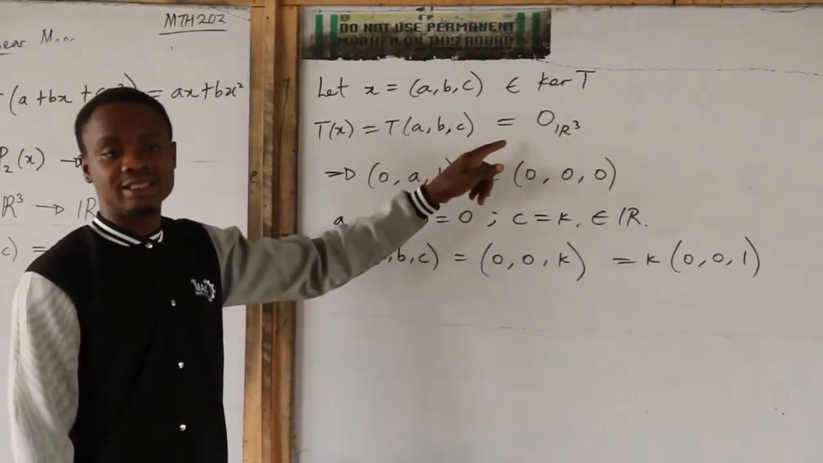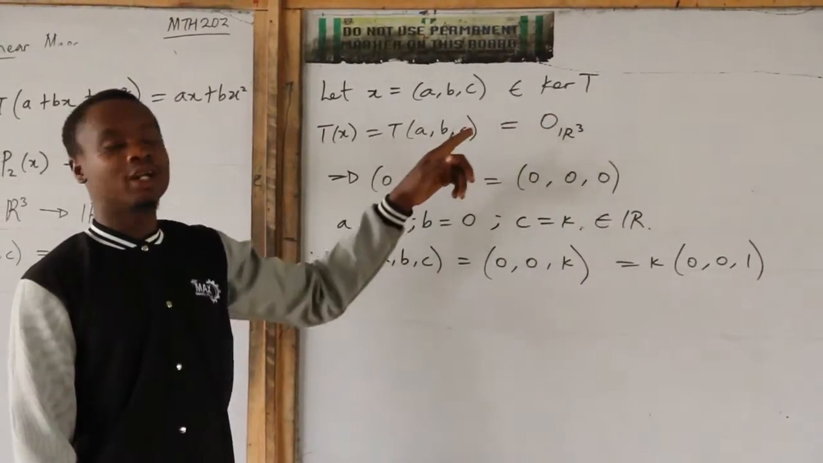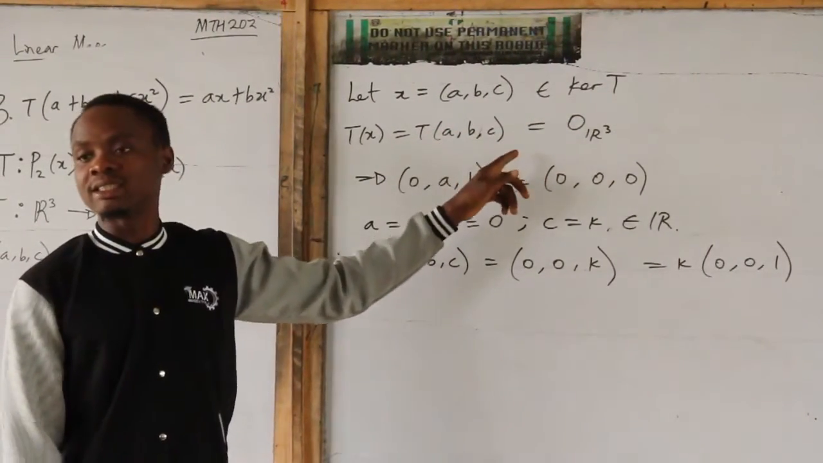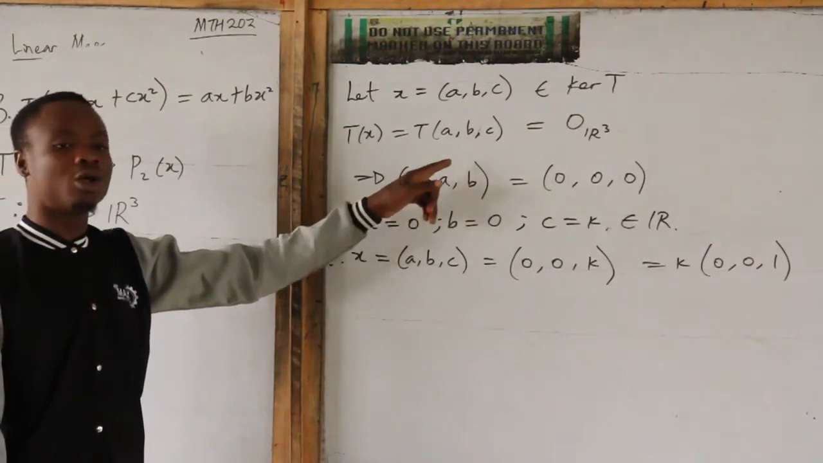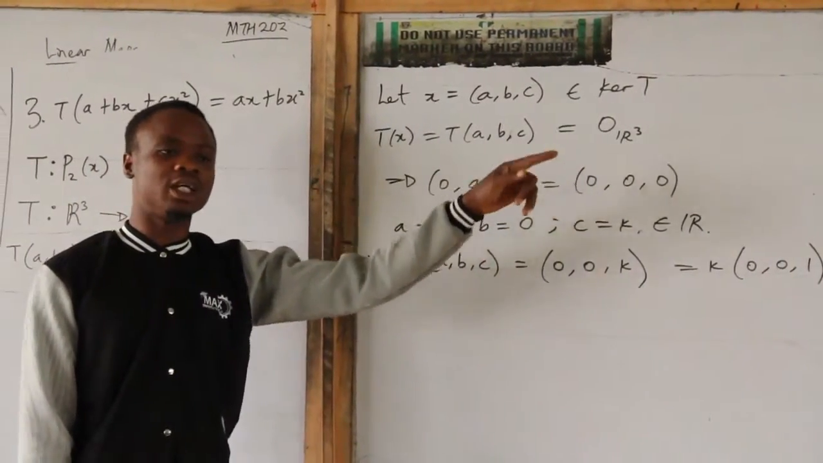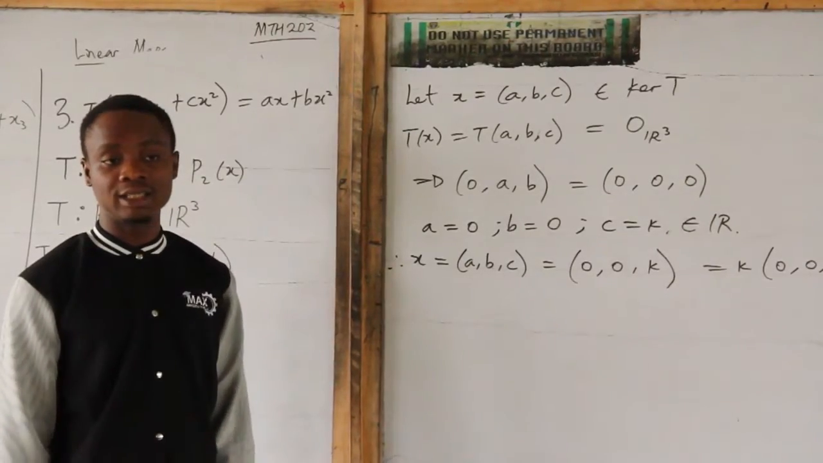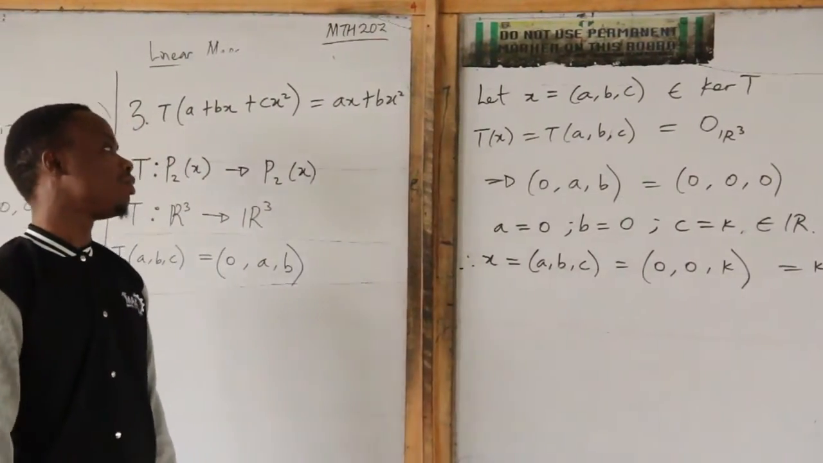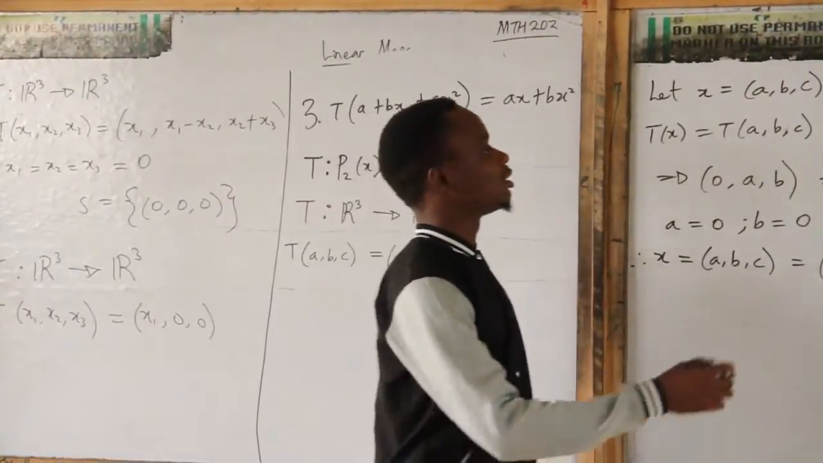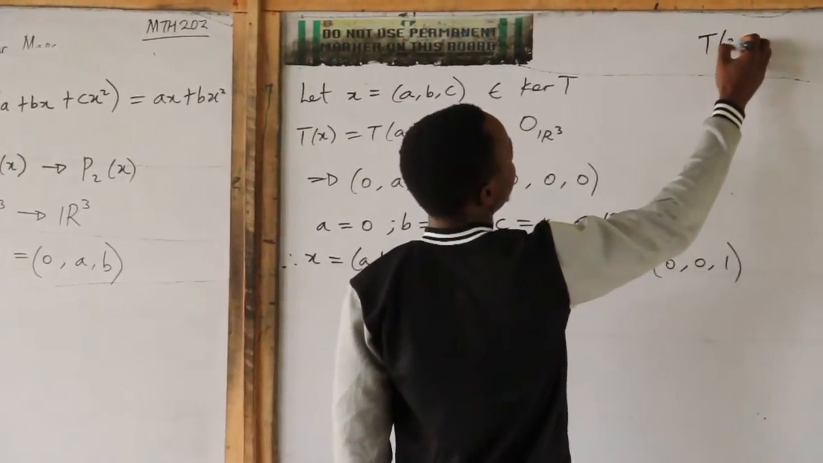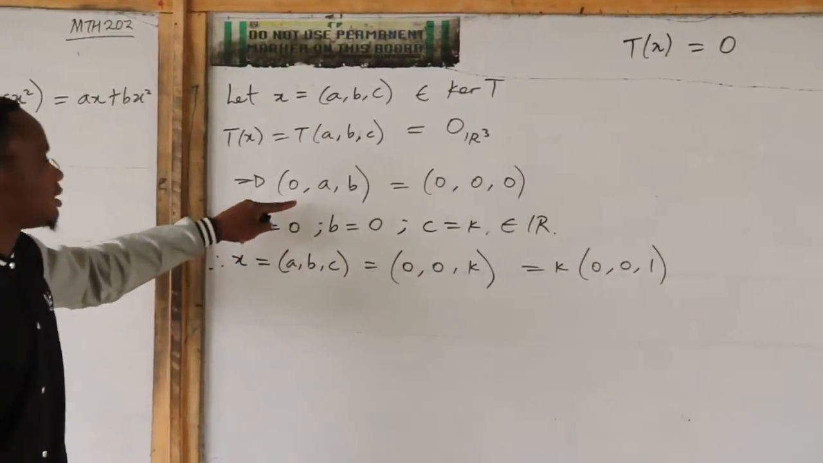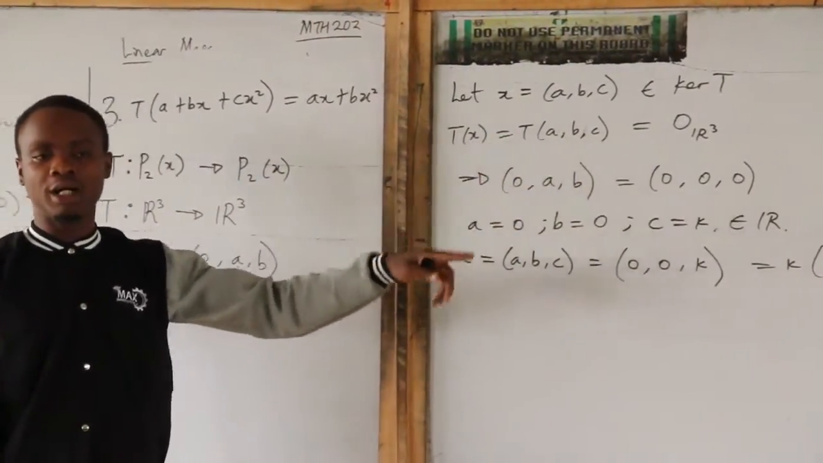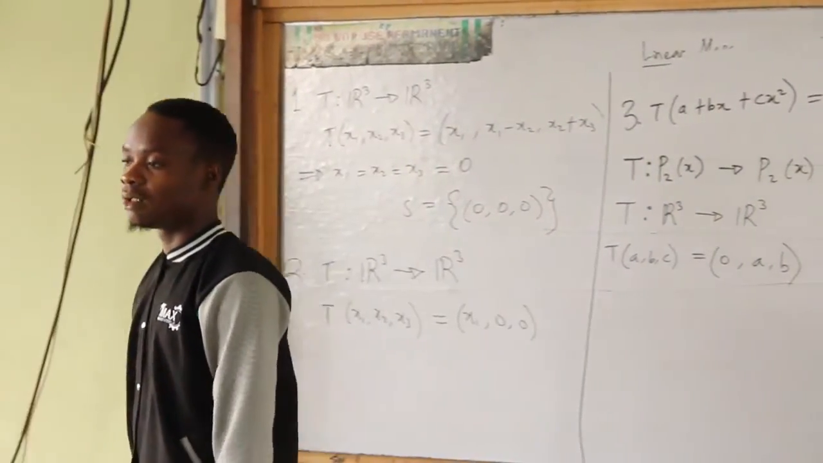It is T of A, B, C that you are equating to 0. You are not equating x to 0. You are equating T of A, B, C to 0. T of A, B, C is 0, A, B. That is what you are equating to 0. Is this clear? The definition is that T of x must be equal to 0.